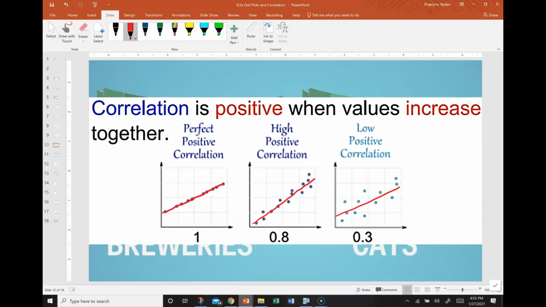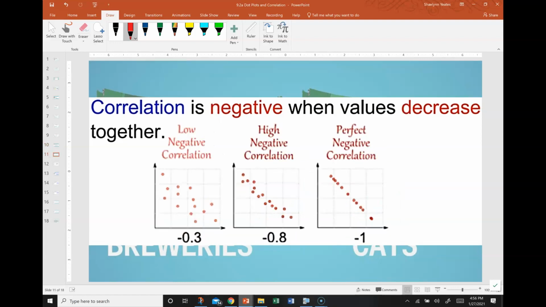So a value that we would relate to a perfect correlation would be a 1. A high positive correlation would be something like 0.8. A low positive correlation would be something like 0.3. Okay? When a correlation is negative, the values are decreasing together.